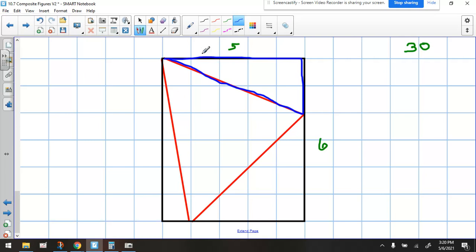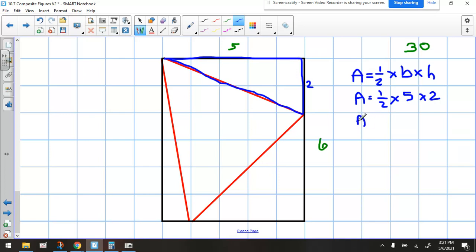We know that the base on this is 5, and the height, if we count, is going to be 2. And if we do 5 times 2 and take half of it, that would be equal to 5. So remember, the formula for area of a triangle is half of the base times the height, or in this case, half of 5 times 2. And remember, the base and the height are the numbers that are perpendicular to each other. And this is a 90-degree angle right here.